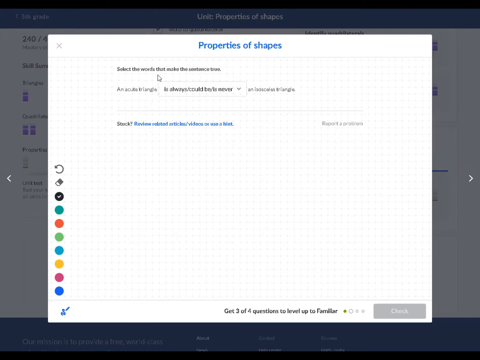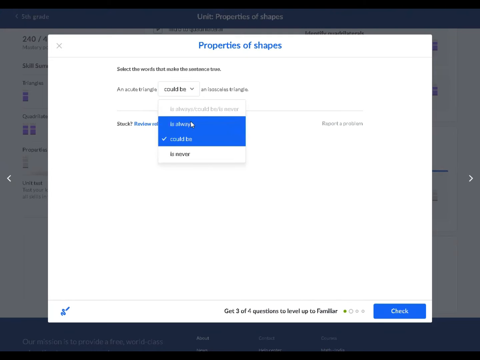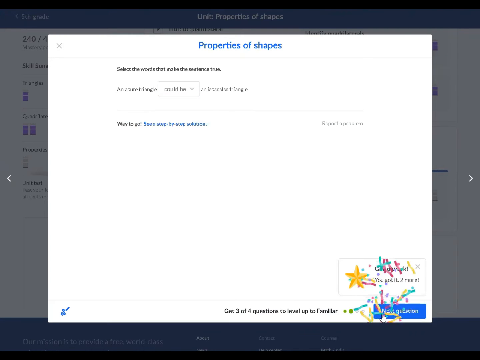Select the words that make the sentence true. An acute triangle is always, could be, is never, an isosceles triangle. So an acute triangle could be an isosceles triangle because it's not necessary for it to always be an isosceles triangle. And in the previous question you have seen that was an isosceles and an acute triangle. So could be is right. Yeah, so that was correct.